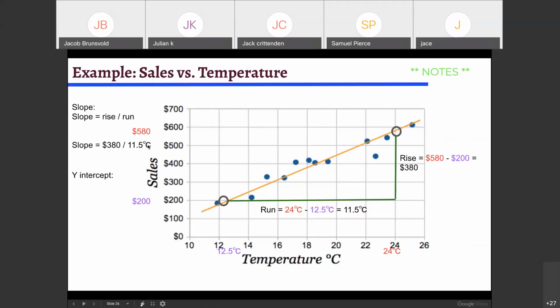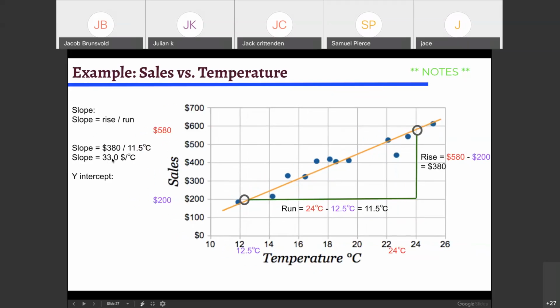First thing I'm going to do is divide. So I'm going to take 380 divided by 11.5. That works out to be about 33. And then for the units, I just kept the units the same. Dollars per degrees Celsius. And that's my slope. Does anybody have any questions on slope?